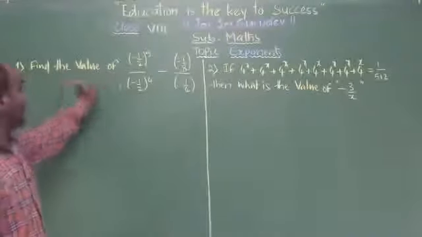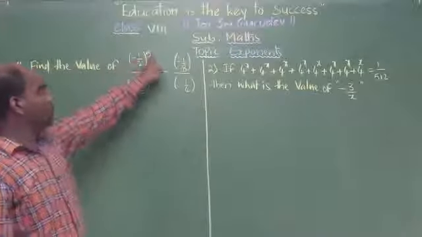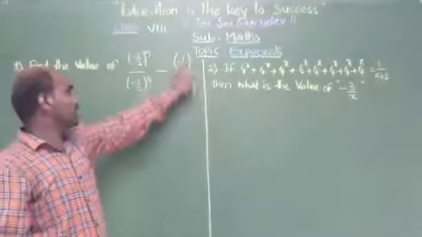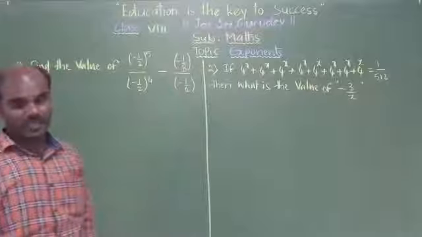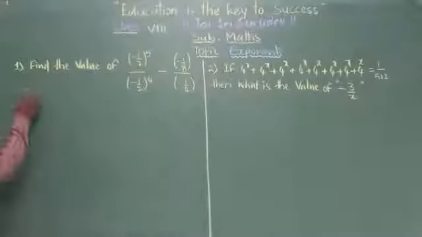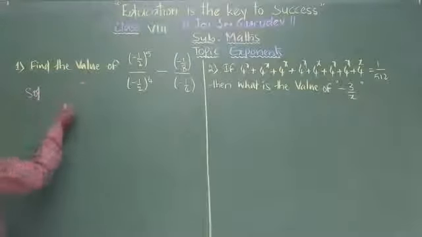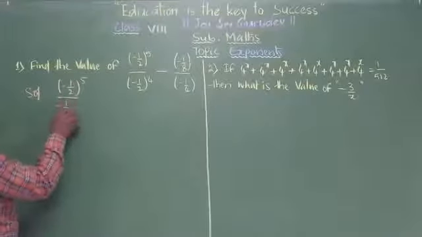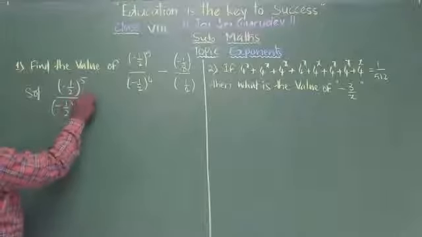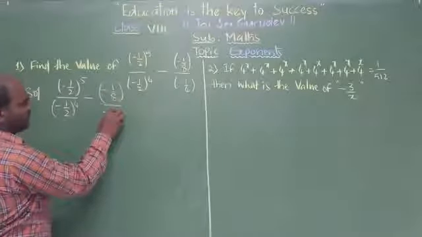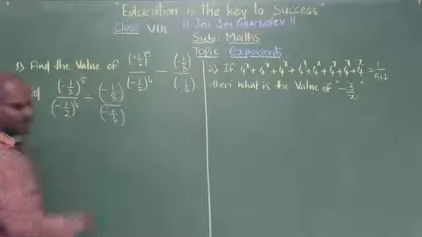Find the value of (minus 1 by 2) whole power 5 divided by (minus 1 by 2) whole power 4 divided by (minus 1 by 8) divided by (minus 1 by 4). It means we have to simplify this value. So to do the solution, I am writing the question as (minus 1 by 2) whole power 5 divided by (minus 1 by 2) whole power 4 divided by minus 1 by 8 divided by minus 1 by 4.